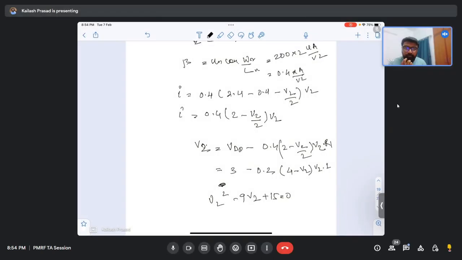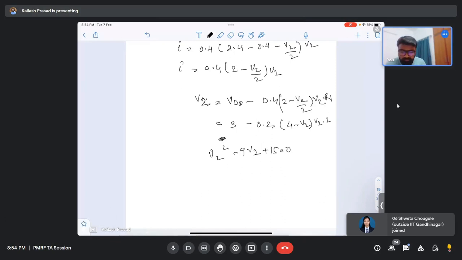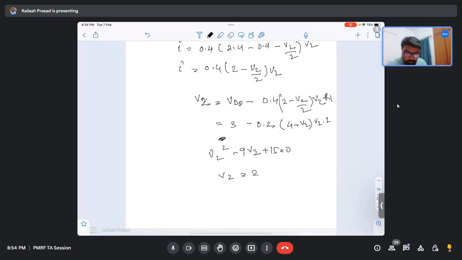This equation you put into the calculator, or you can directly use the Sridharacharya method: minus B plus minus under root B square minus 4AC upon 2A. The 2 values you will get are 2.9209 and the other one is 6.791. So which value to take? Anybody wants to tell me? There are 2 values which I am getting.